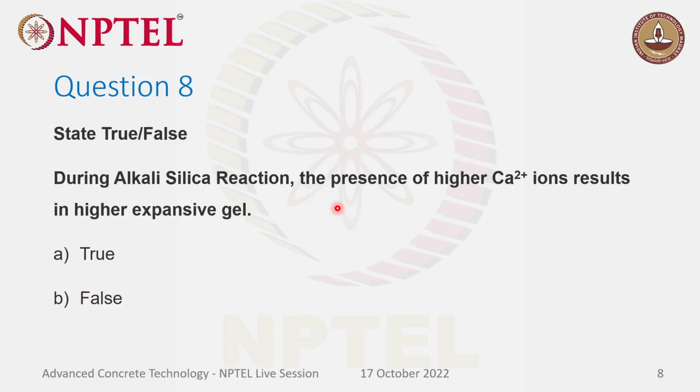It's again a true or false question. So let me start the timer now. Read the statement and go for the timer. The statement is: during alkali silica reaction, the presence of a higher percentage of calcium ions results in higher expansive gel. That is the statement. Okay, let me start the timer. Please pick the correct option, either true or false.